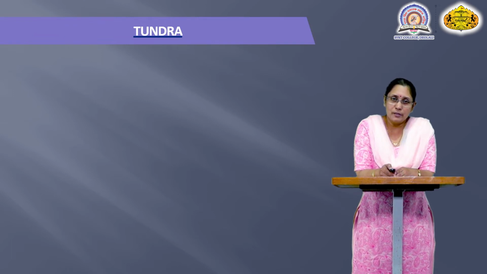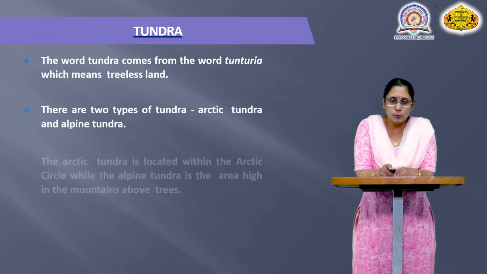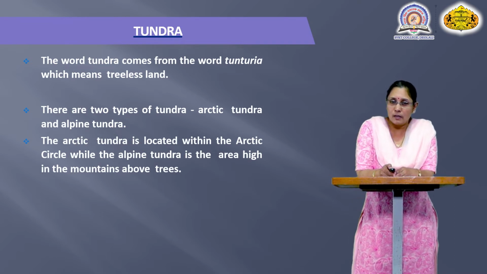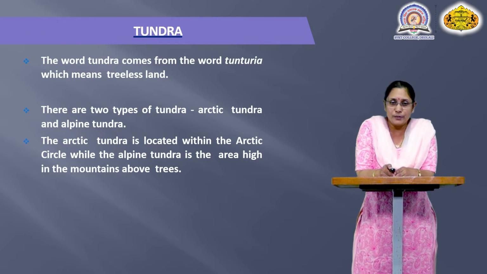Tundra terrestrial region is divided into 2 parts. So here the actual word tundra comes from the word tunturia, meaning tunturia is the basic word from which this tundra is coming. So here tunturia means the treeless land. So here as such you cannot observe any type of tree. That's why it is called Tunturia, and today we call it tundra.